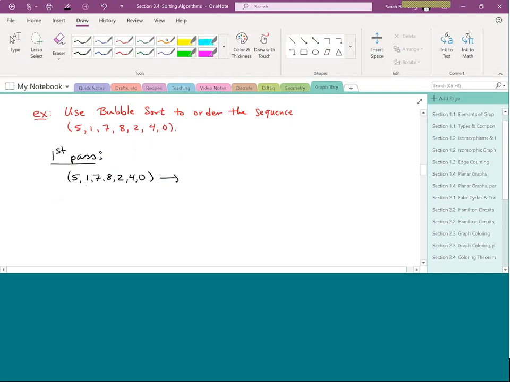Okay. First thing you do is compare the first two entities. So in this case, 5 is bigger than 1, so we'll swap. So we'll have 1, 5, and everything else stays the same.